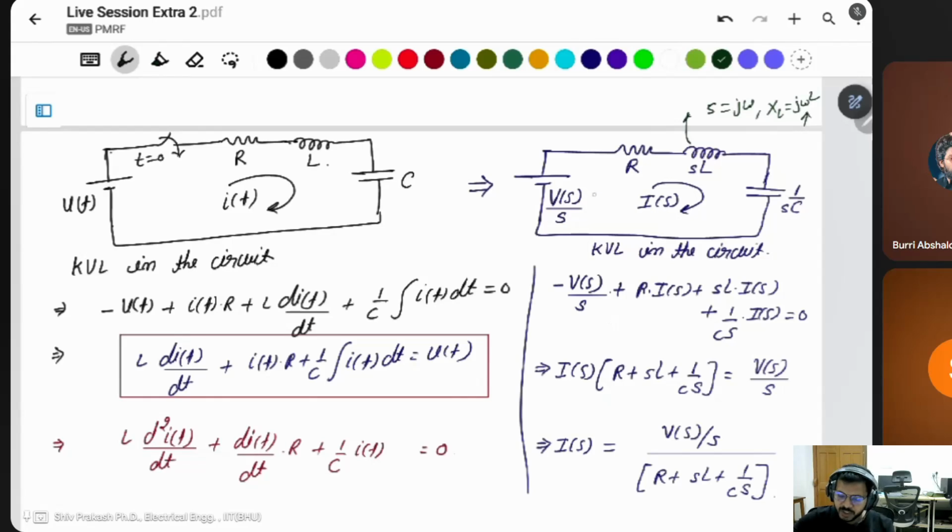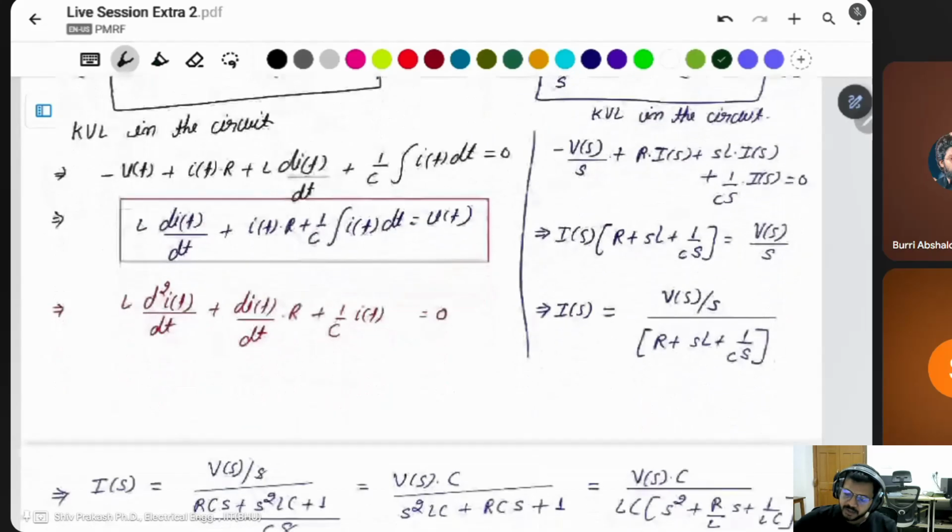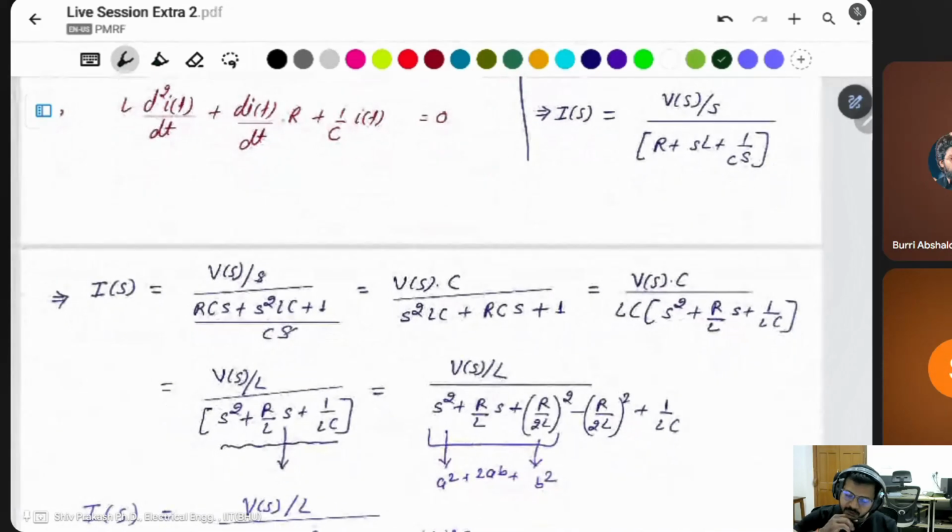Since a constant voltage and switching are present, you have to use the constant voltage as Vs by S. The voltage source is written as Vs by S where the switching is present. Then Is is equal to Vs by S divided by R plus SL plus 1 by CS.